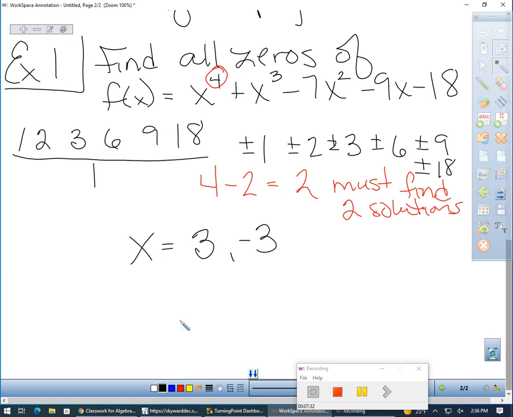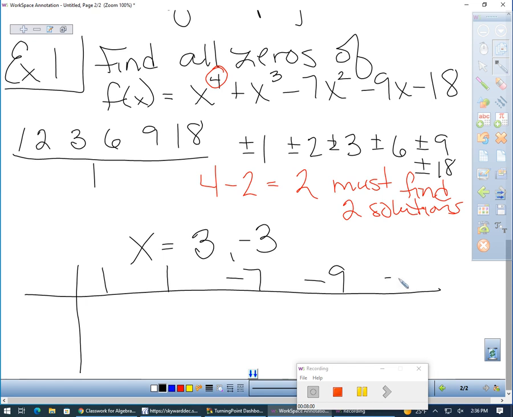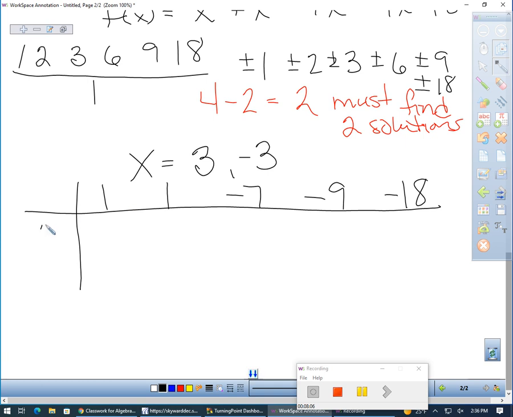All right, so now, next step, we're going to do synthetic division. So we draw our long one-sided tic-tac-toe. Across the top are our coefficients. So we have 1x to the 4th, 1x to the 3rd, negative 7x squared, negative 9x minus 18, right? And we are going to start with 3 for our first 0. So we bring down the 1. 3 times 1 is 3. Add them together. We get 4. 3 times 4 is 12.